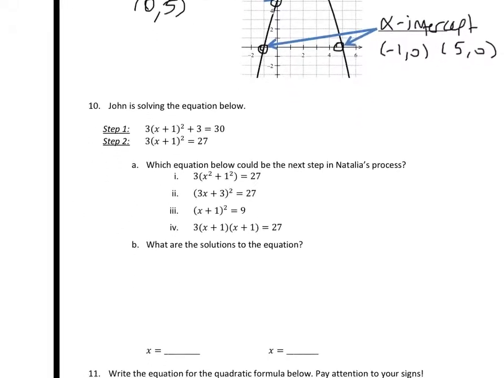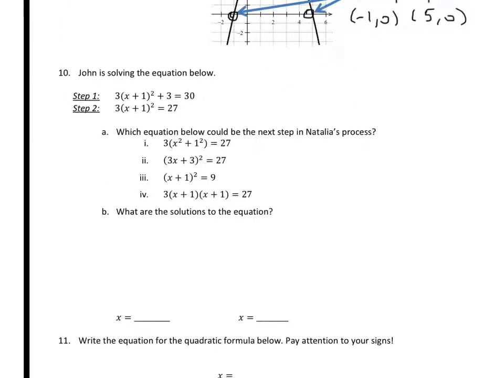Okay, John is solving the equation below. Step 1. Well, we have an equation, and remember that when we're solving by the square root property, we have to undo PEMDAS. So let's figure out what we have here. P-E-M-D-A-S. Undo means starting from the bottom. Well, the first thing he did was, starting from the bottom, addition or subtraction. Well, he for sure subtracted 3 from both sides.